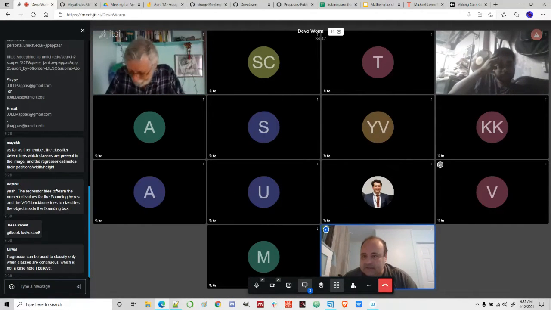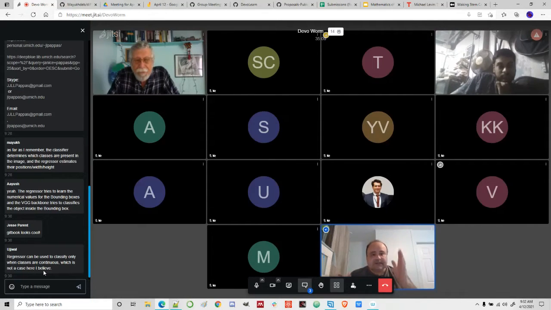Okay. So Ayush says, yeah, the regressor tries to learn the numeric values for the bounding boxes, and the VGG backbone tries to classify the object inside the bounding box. Jesse says, Gitbook looks cool. Ujjwal says, regressor can be used to classify only when classes are continuous, which is not the case here, I believe. So there's a continuous versus discrete issue.